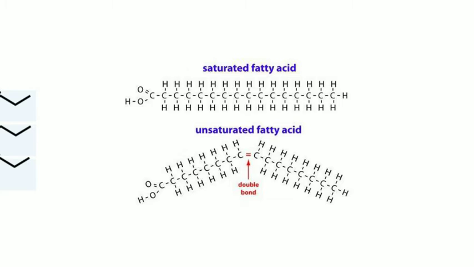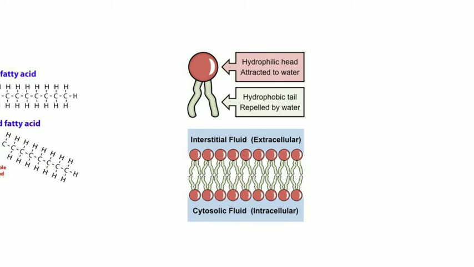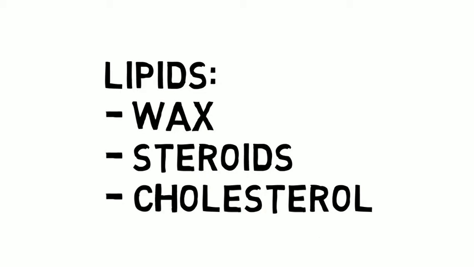Unsaturated fatty acids contain a double bond and are more likely to be a liquid at room temperature. Phospholipids consist of one glycerol molecule with 2 fatty acid molecules attached as well as a polar component. They can self-assemble into a bilayer arrangement that is the basis of all biological membranes. Wax and steroids, including cholesterol, are lipids with more complex structures that have a variety of functions.